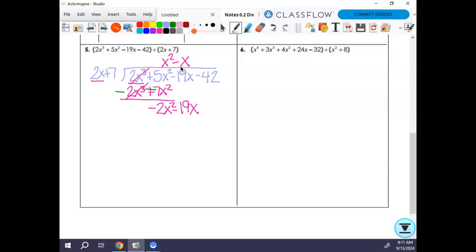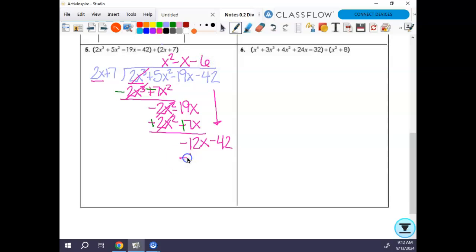Then I multiply that back. Negative x times 2x, negative 2x squared. Negative x times 7, negative 7x. Then I do what? Change the signs on the second row. Yes. These zero out. Negative 19x plus 7x gives me a negative 12x. I bring down my negative 42. Negative 12x divided by 2x is negative 6.